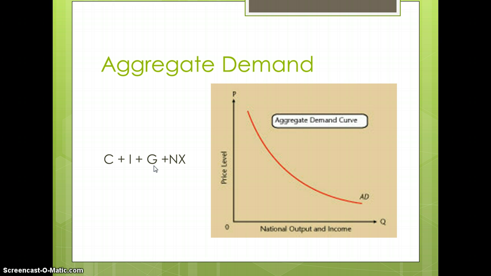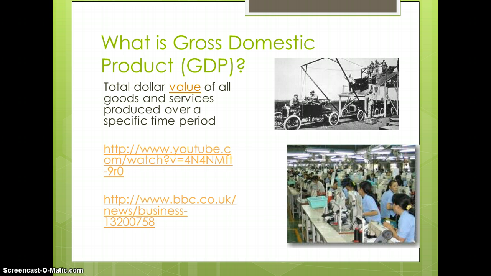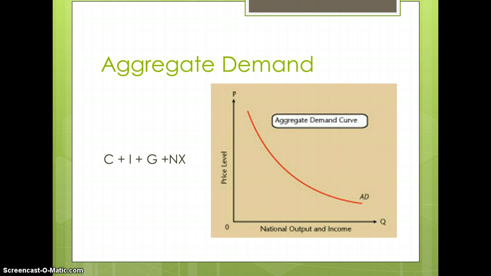So aggregate demand, how's it different than GDP? GDP is right here. Gross domestic product, total dollar value of all goods and services over a period of time. Aggregate demand, pretty much the biggest difference is it's how we graph it and how we look at it on a demand and supply chart.